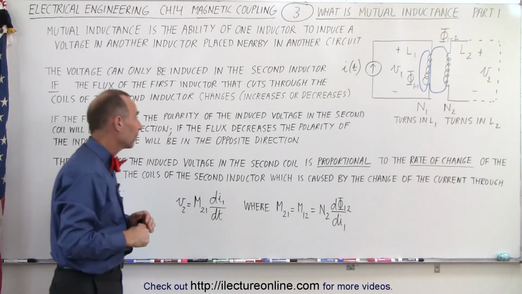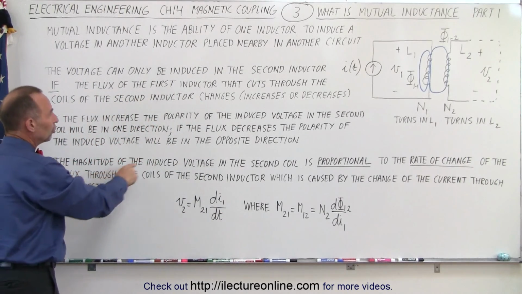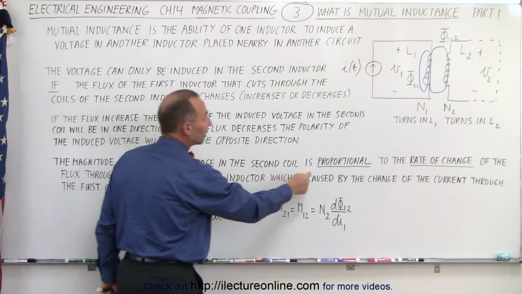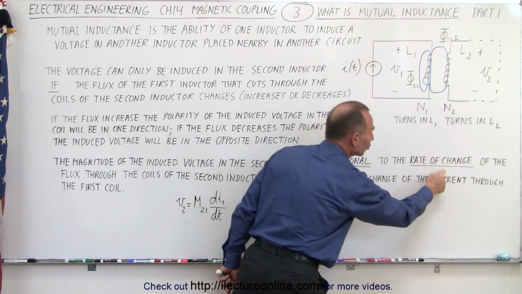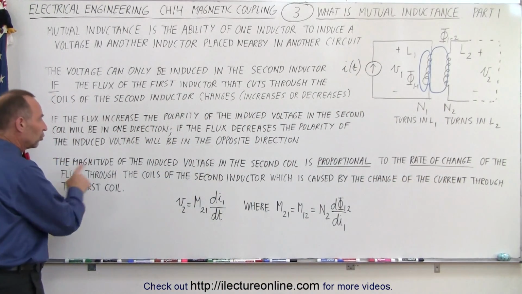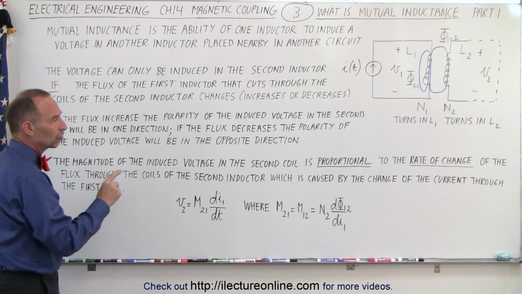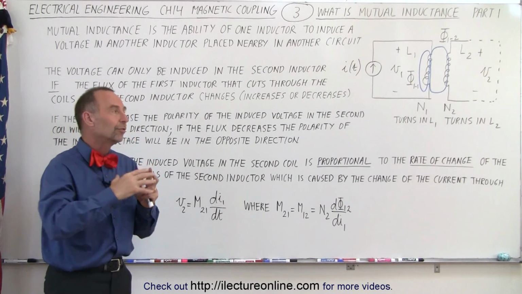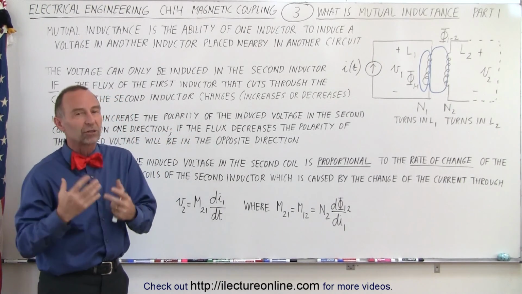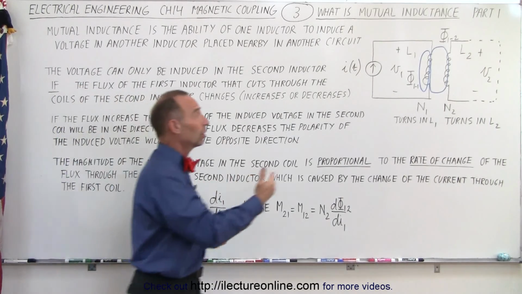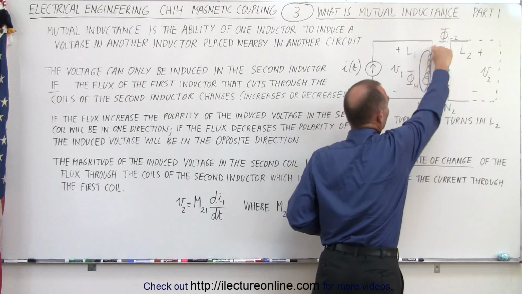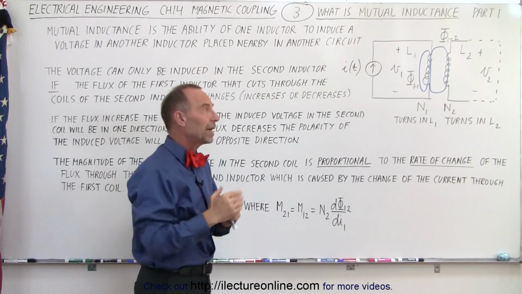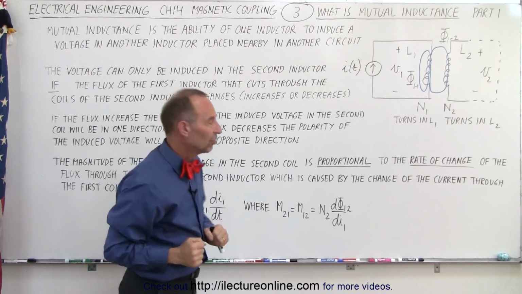And finally, the magnitude of the induced voltage, so how big that induced voltage is, in the second coil is proportional to the rate of change of the flux through the coils of the second inductor, which is caused by the change of the current through the first coil. So what we're saying here is that the magnitude of the induced voltage depends upon how fast the flux is changing through that second coil. If the flux of the first coil cutting through the coils of the second inductor changes fast, the induced voltage will be big. If it changes slowly, the induced voltage will be small.